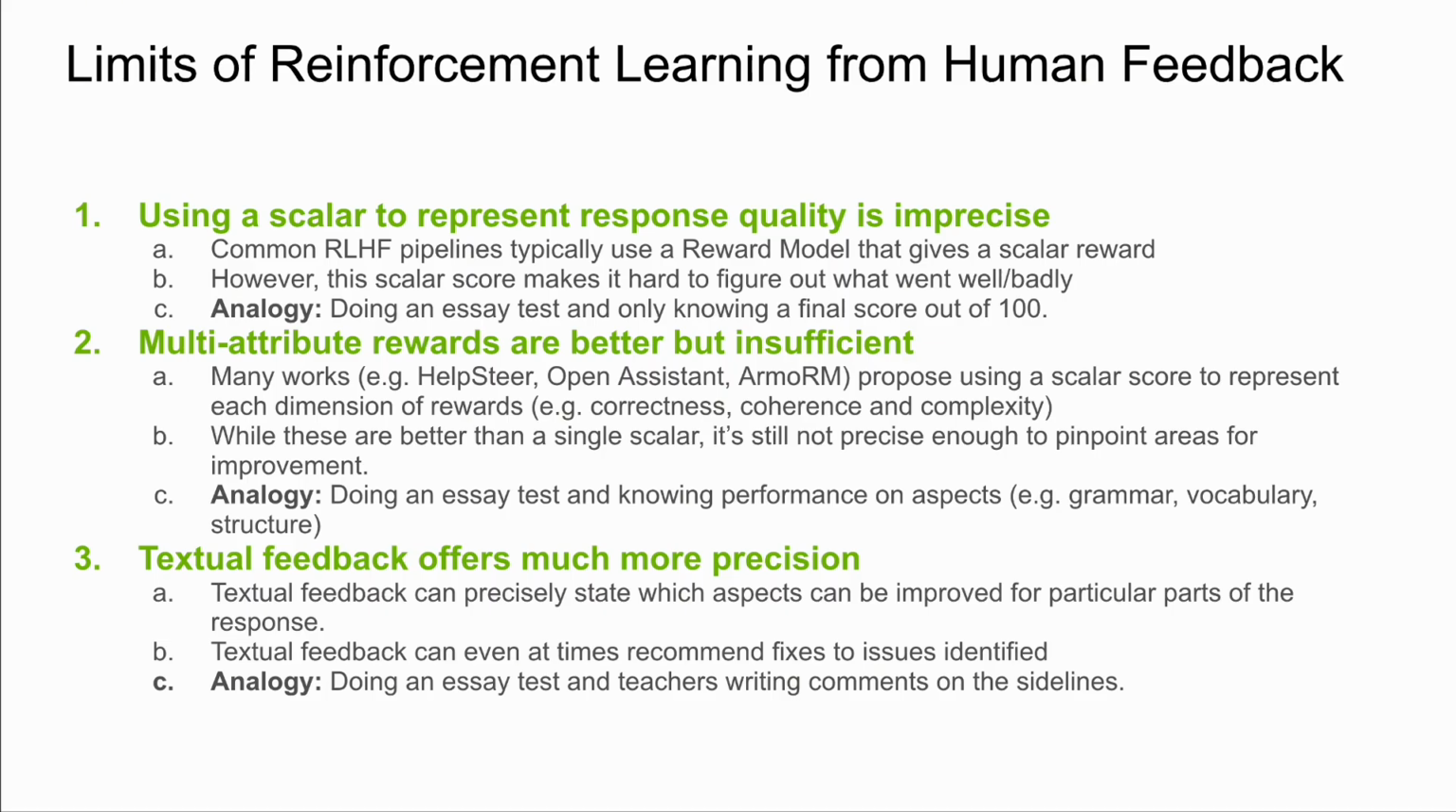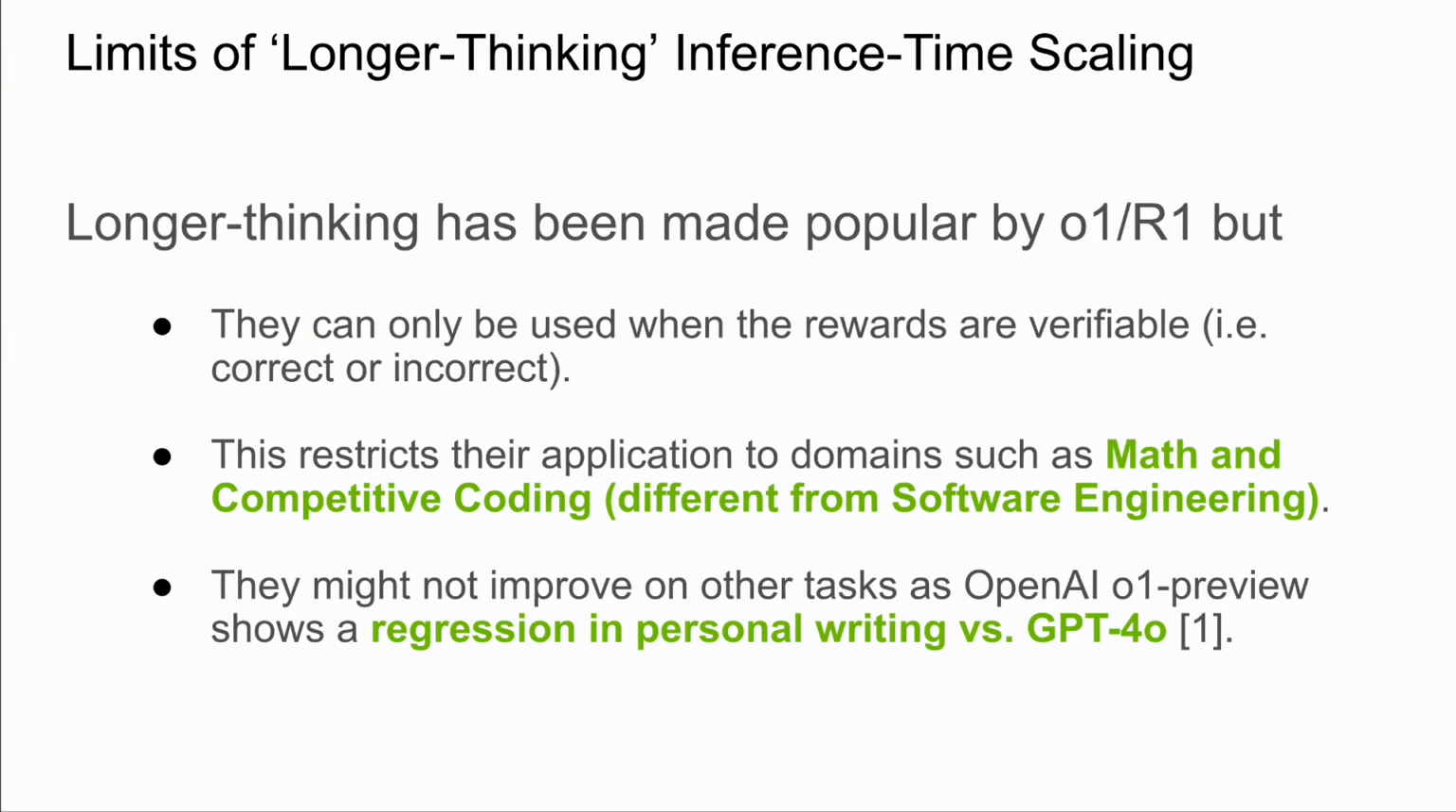At that time, we thought the best approach was to provide textual feedback, where the annotator can just write anything that they think can be improved or anything that is wrong with the response, and even potentially suggest fixes to this response. This is very similar to doing an essay test and having teachers write comments on the sidelines as they're grading, to pinpoint to you exactly where it is wrong and what you can do about it.